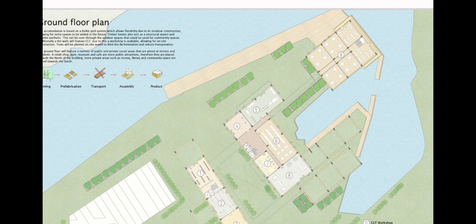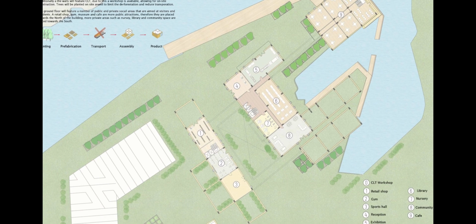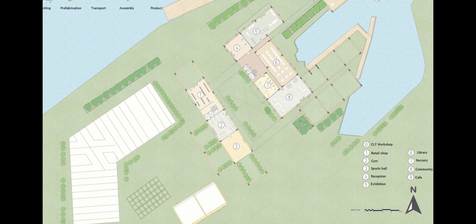And then my ground floor plan really focused on that prefabrication and assembly, on making it more sustainable. So towards the front of the site, the north, it had more public areas such as retail shop, gym, sports hall, and towards the back, south of the site, it focused more on private areas for the residents such as community spaces, library and nursery for families.